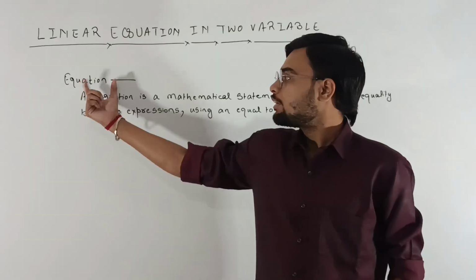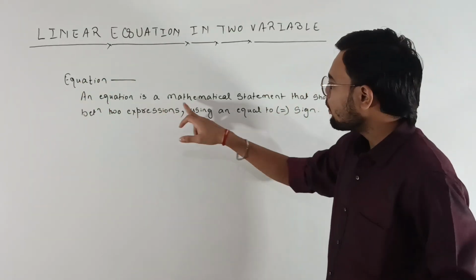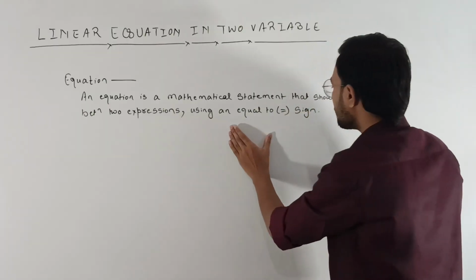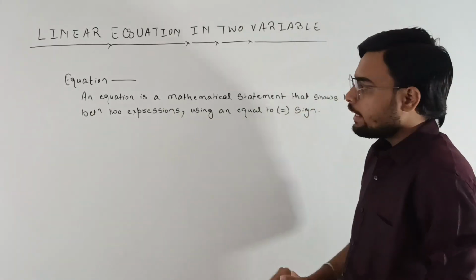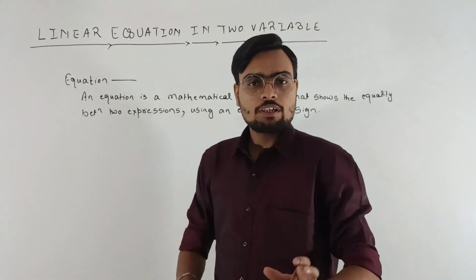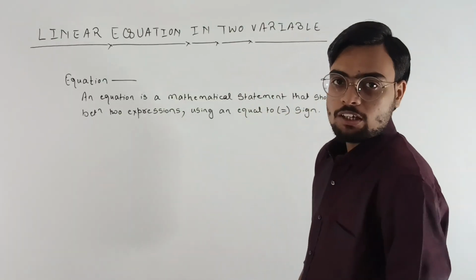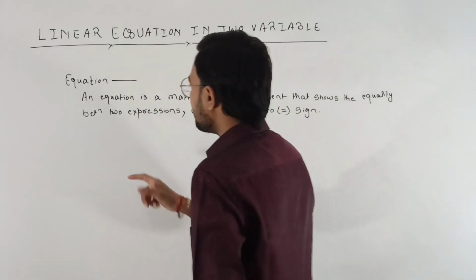First, we see what is an equation. An equation is a mathematical statement that shows the equality between two expressions using an equals to sign. In simple words, if we put an equals to sign between an algebraic expression and a constant value, then the whole statement becomes an equation.